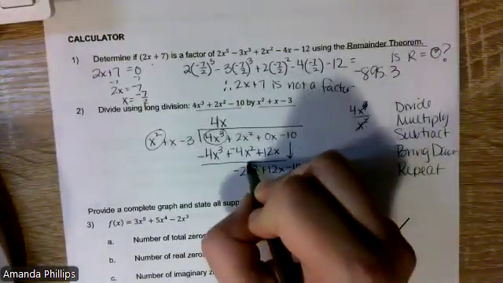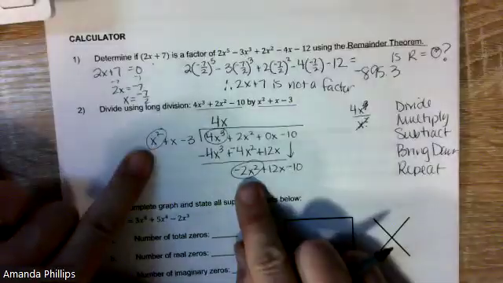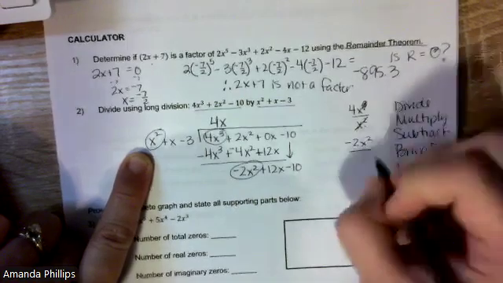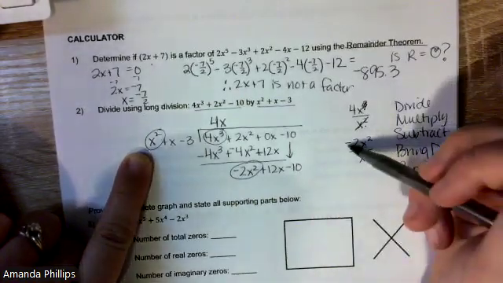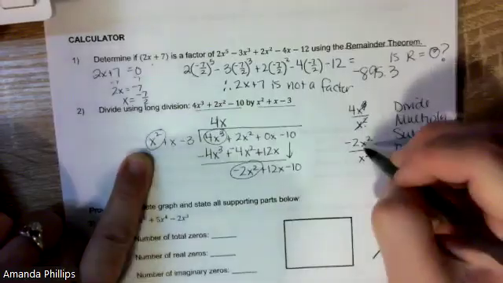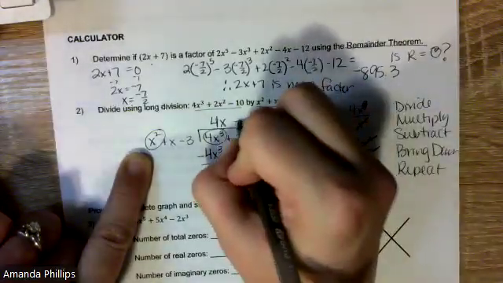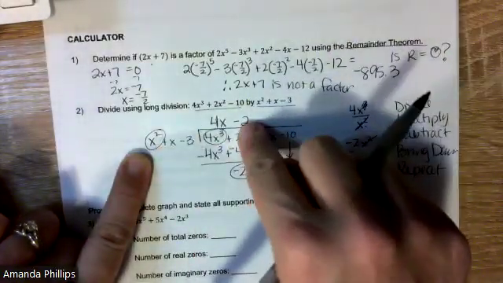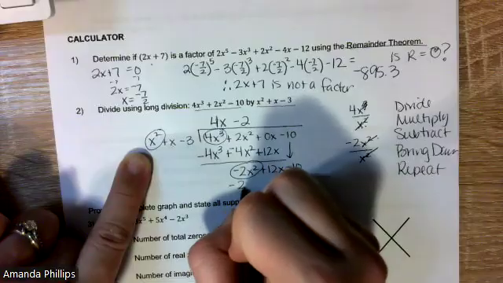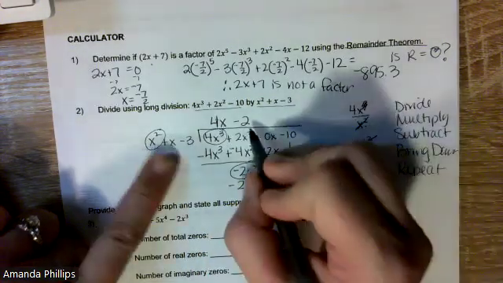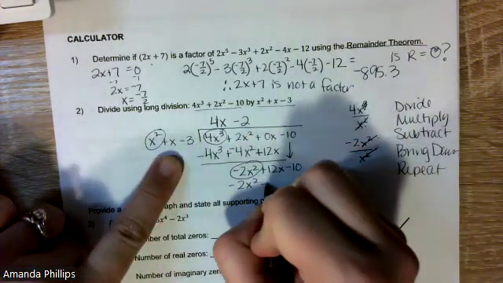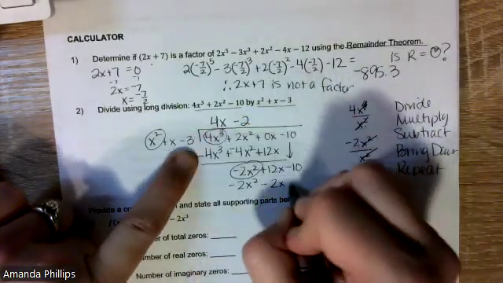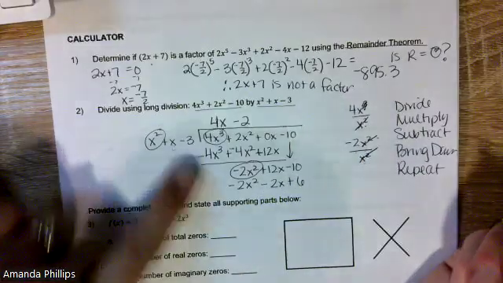Divide first terms only. If you can't do that in your head, go off to the side and write it out like a little baby divide problem. Negative 2x squared divided by x squared, you can see that those cancel out and you're left with negative 2. Okay, now we multiply. Negative 2 times x squared is negative 2x squared. Negative 2 times x is negative 2x. Negative 2 times negative 3 is positive 6.